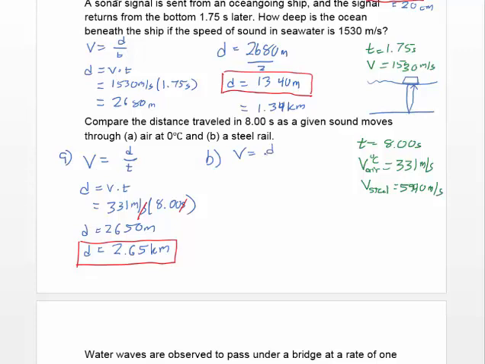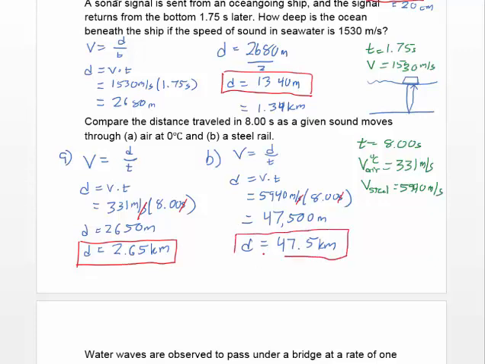Velocity equals distance divided by time. So distance equals velocity multiplied by the time, which is, the velocity is now 5,940, much faster, times 8 seconds, or the new distance is then equal to 47,500 meters. Again, our units cancel, the seconds cancel, leaving us a result in meters. That is equal to a distance of 47.5 kilometers. So in that same 8-second period, sound will travel much, much faster through a steel rail than it will travel through air.